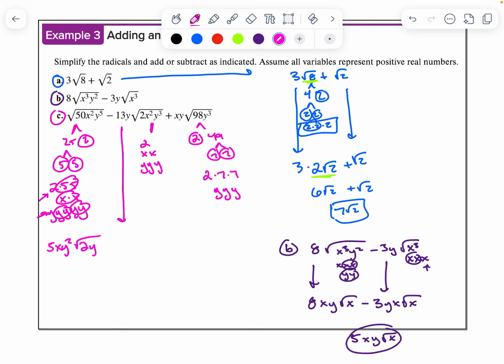I need to bring down this negative 13y. And here I have a 2. No, that 2 doesn't have a buddy. I'm sorry. I have buddies, buddies. Y, x, square root 2y.